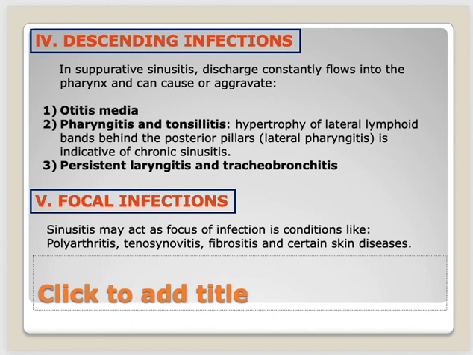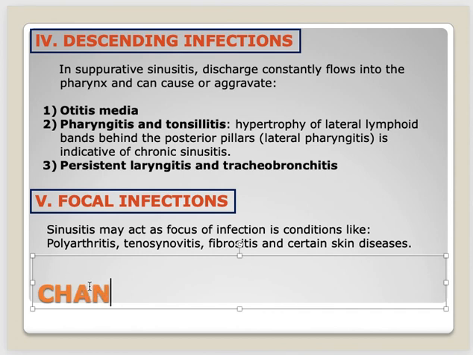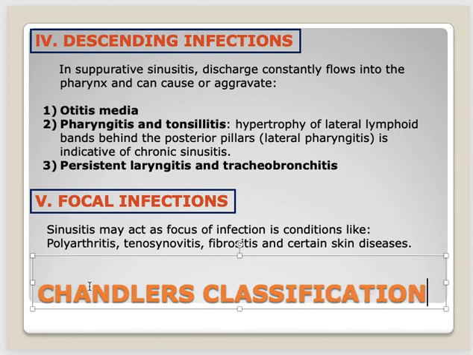And when we talk about the orbital complications especially, there is something called Chandler's classification. What is Chandler classification for orbital cellulitis or orbital complications? It is preseptal cellulitis, postseptal cellulitis, subperiosteal abscess, orbital abscess, or cavernous sinus thrombosis. I told you whenever there is an abscess in the subperiosteal region of the frontal bone, it is also called Pott's puffy tumor. And very important, cavernous sinus thrombosis, superior orbital fissure syndrome, and orbital apex syndrome.